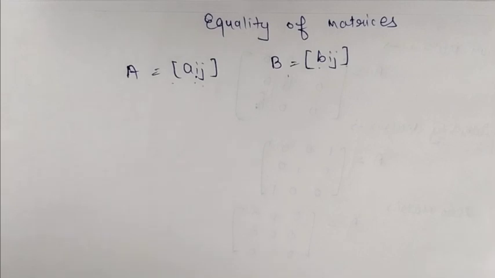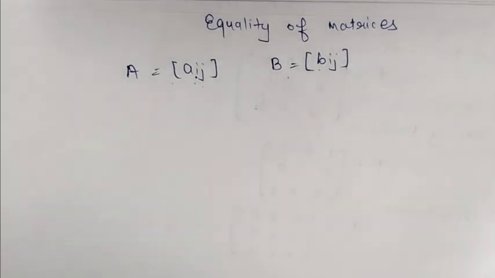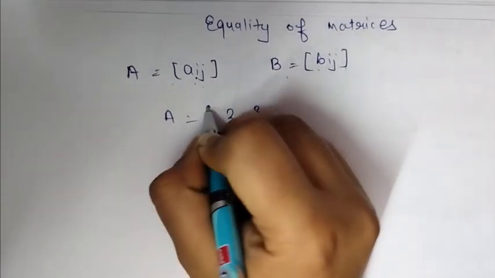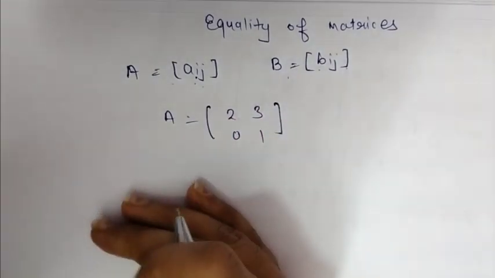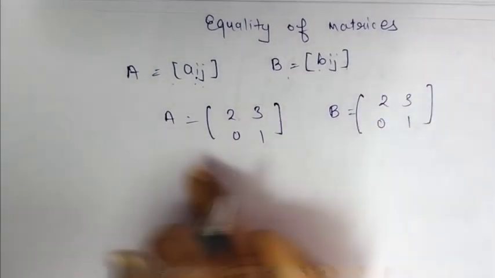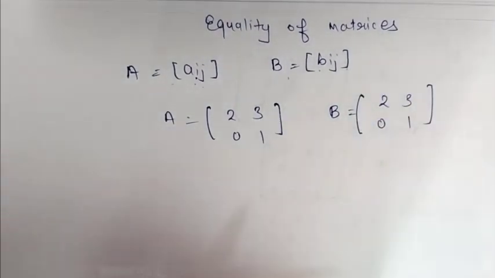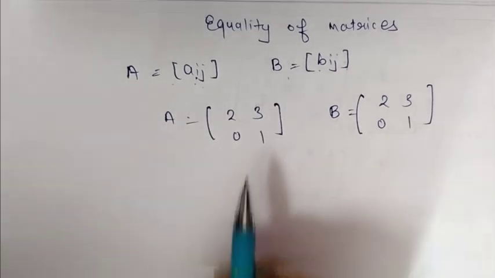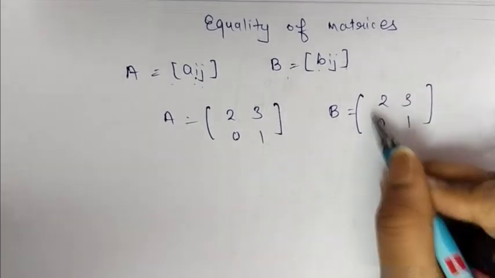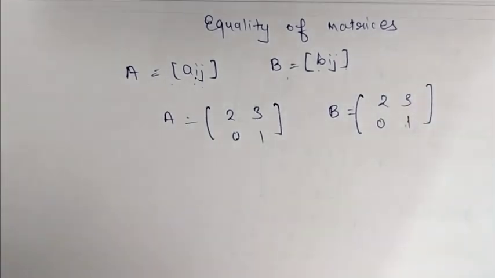So if A equals to Aij and B equals to Bij, we can say that both the matrices are equal if they are of same order, उनका order same होना चाहिए. And second thing is each element of A is equal to the corresponding element of B. If we are having A equals to 2, 3, 0, 1, then if B is equal to A, then B should be equal to 2, 3, 0, 1. It means that the order should be the same and the element values are also the same. Each and every element of A should be equal to each and every element of B. Then this is known as the equality of matrix.